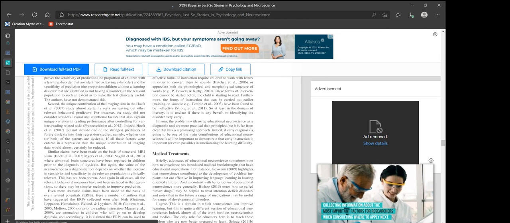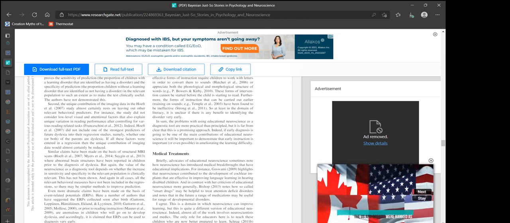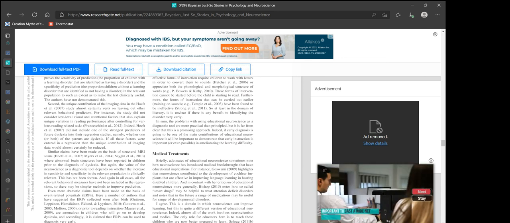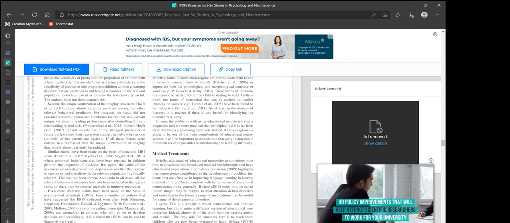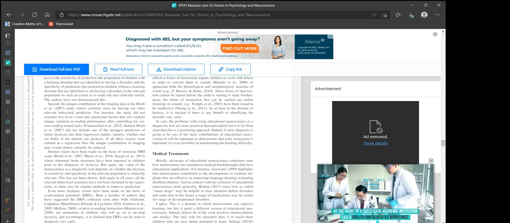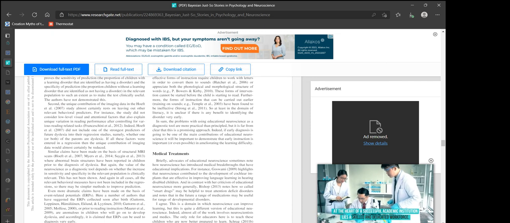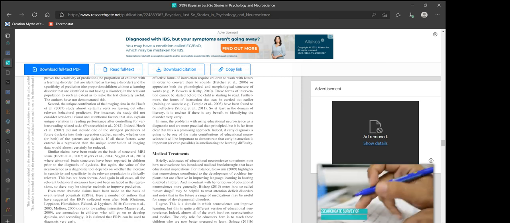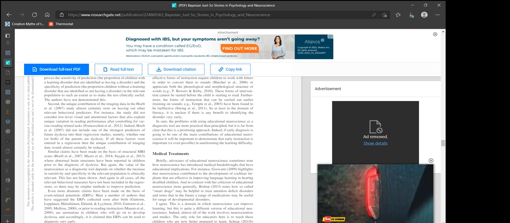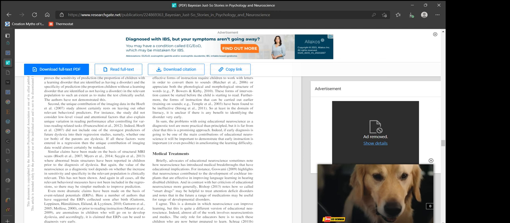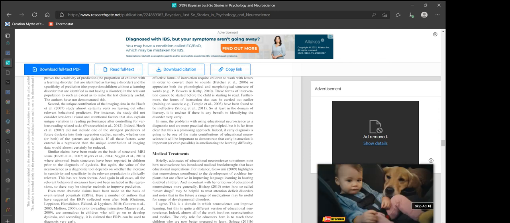Second, the unique contribution of the imaging data in the Hoeft et al. 2007 study almost certainly rests on leaving out other relevant behavioral predictors. For instance, the study did not consider low-level visual and attentional factors that also explain unique variation in reading performance after controlling for various reading-related tasks. Indeed, Hoeft et al. 2007 did not include one of the strongest predictors of future dyslexia in the regression studies, namely, whether one or both of the parents are dyslexic. If all these factors were entered in a regression, then the unique contribution of imaging data would almost certainly be reduced.